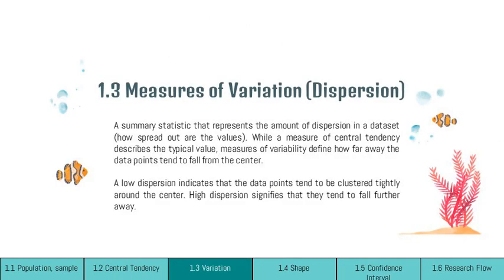Measures of variation. Dispersion is a summary statistic that represents the amount of dispersion in a dataset. How spread out are the values? While previously we went through measures of central tendency, which describe the typical value, measures of variability, on the other hand, define how far away your data points tend to fall from the center. A low dispersion indicates that data points tend to be clustered tightly around the center, while high dispersion signifies that they tend to fall further away.